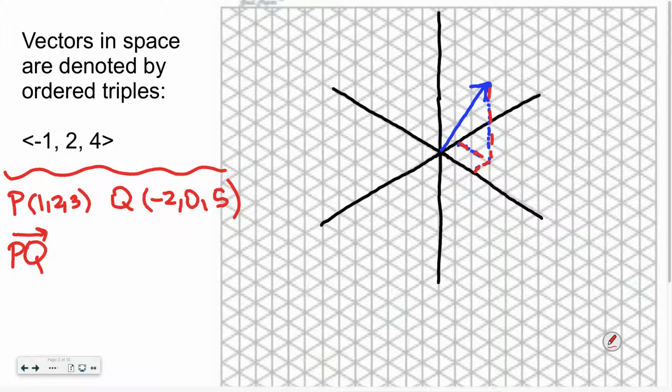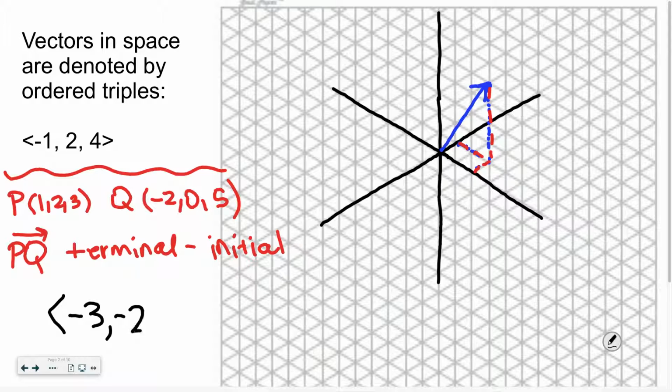Almost, in a particular order. We have to take terminal minus initial. Terminal point minus initial point in order for us to get the vector. So in this case, our terminal point for PQ would be Q. So we would take -2 minus 1, and we would take 0 minus 2, and we would take 5 minus 3. And so vector PQ would be -3, -2, 2.